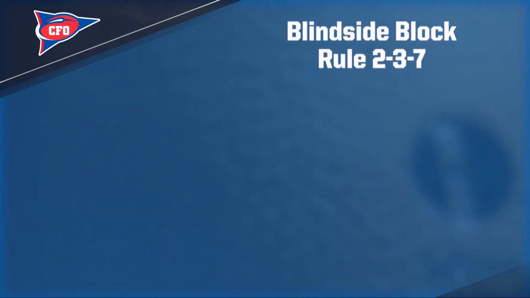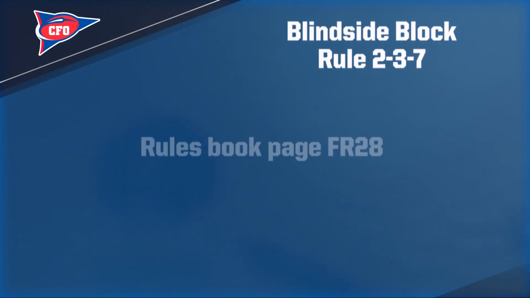Now we're going to look at a few plays here in a minute, but first of all, let's understand what we mean by a blindside block. And it's pretty much what you think it is, but let's look at the formal definition of a blindside block as given in the 2019 football rulebook. The definition of a blindside block is given in Rule 237, and if you have a copy of the rulebook, you can look at this on page FR 28.